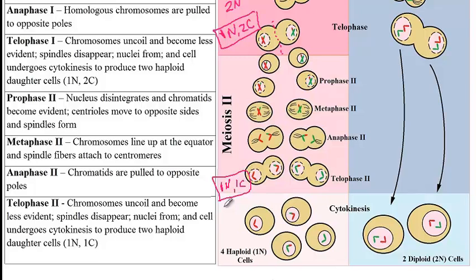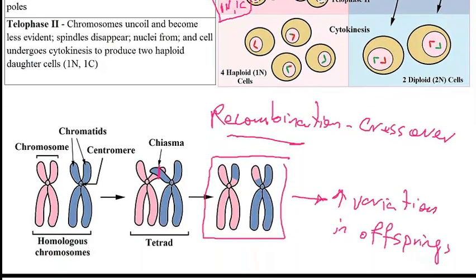Okay, and so as a consequence of meiosis, one cell has yielded 4 haploid cells, versus in mitosis, where one cell yields 2 diploid cells. Okay, and so that's about it regarding the discussion of the difference between mitosis and meiosis.